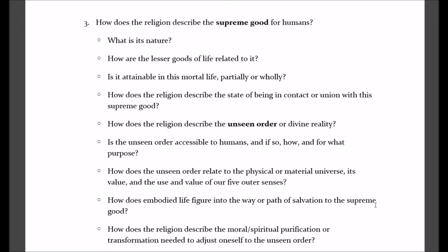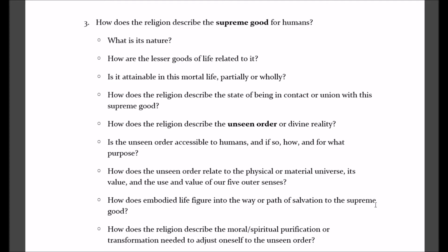How does the religion describe the unseen order or divine reality? Those terms are basically synonymous, okay? The unseen order, divine reality. Is the unseen order accessible to humans? Obviously, it's not accessible to the senses, right? Because it's unseen. But maybe it's accessible to the mind in some way or to some other human faculty. If it is accessible, how is it accessible and for what purpose?